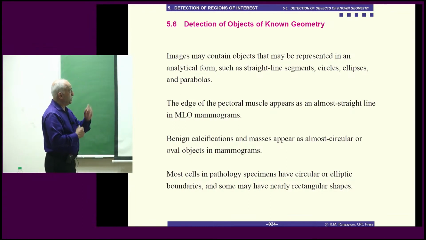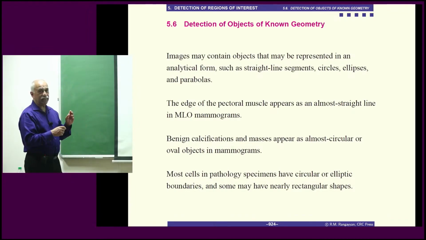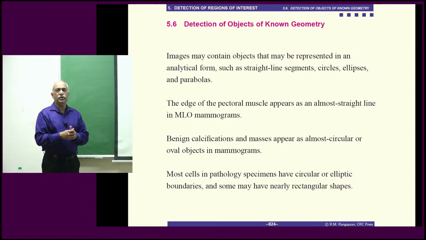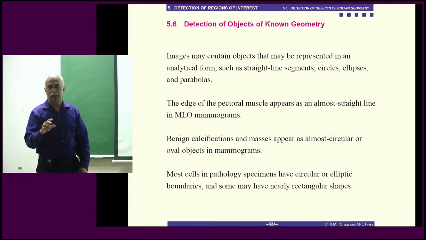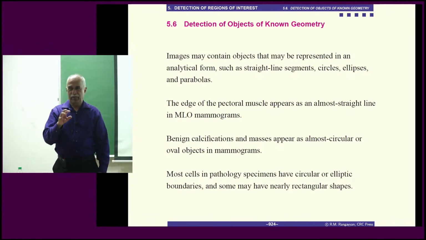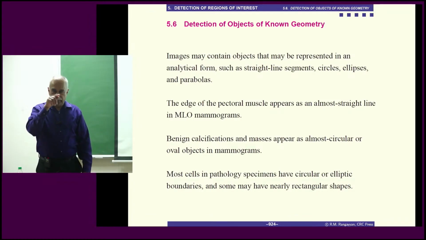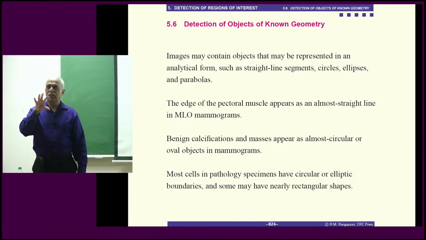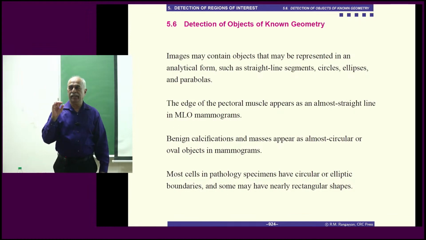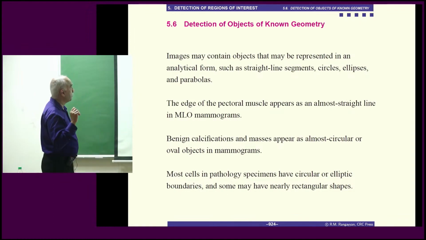So sometimes images may contain objects that may be represented in an analytical form, such as straight lines, circles, ellipses, and so on, parabolas. I'll show you examples. There may not be perfect circles and perfect parabolas. You won't get perfect circles, fine. But if the contour of that object approximates a circle, and you can fit a circle, and there are circles of different sizes, then you can detect them and characterize them.